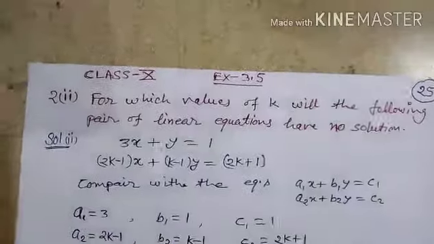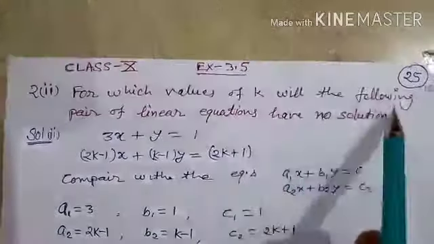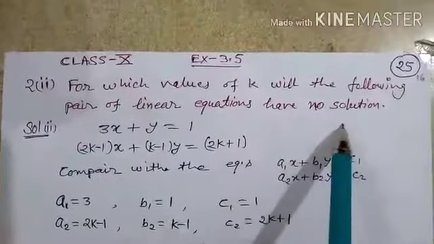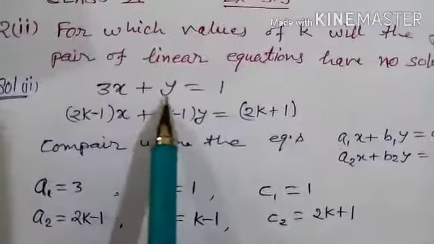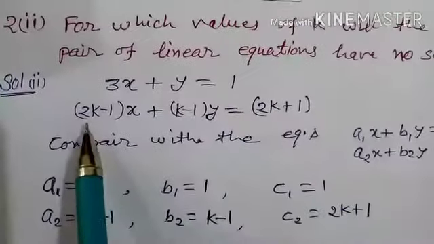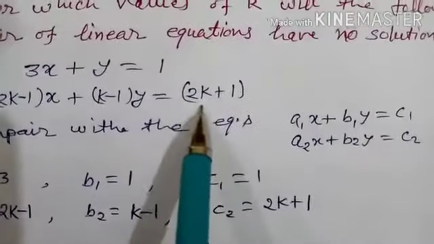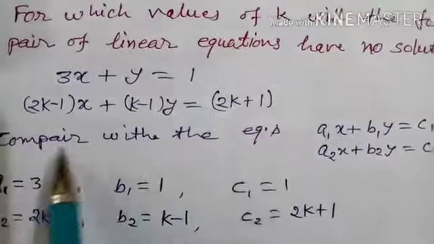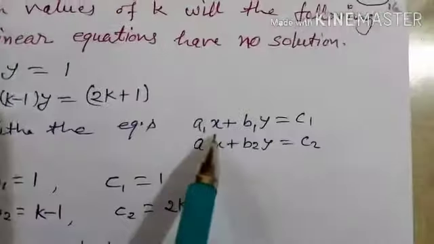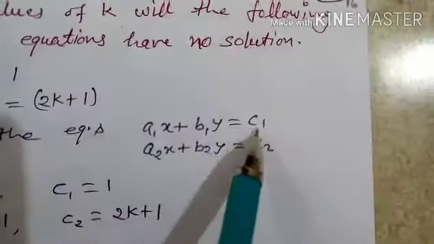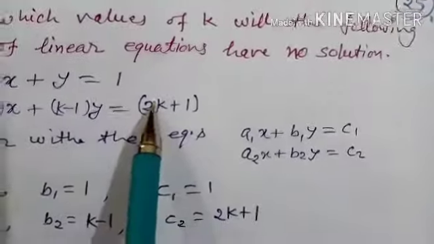Now the second part of this question is: for which value of k will the following pair of linear equations have no solution? The equation is 3x plus y equal to 1, and the second equation is (2k minus 1) into x plus (k minus 1) into y, and the right side is 2k plus 1. So once again compare these equations with the general form a1x plus b1y equal to c1, a2x plus b2y equal to c2, because here the constant is lying on the right side.